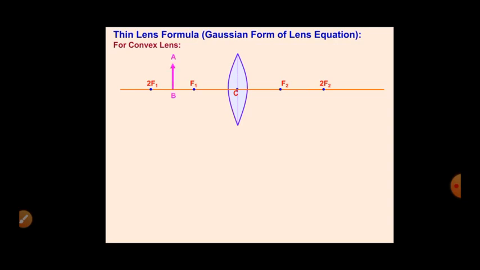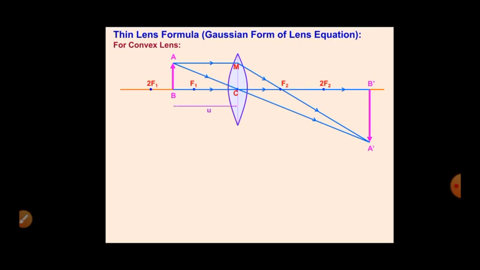Now we have some extended object AB, and light will fall from this AB on the lens, and now we can see the formation of the image, that is A dash B dash, which is an inverted image. Now the object distance, image distance, and focal length, you can see, this is the radius of curvature.